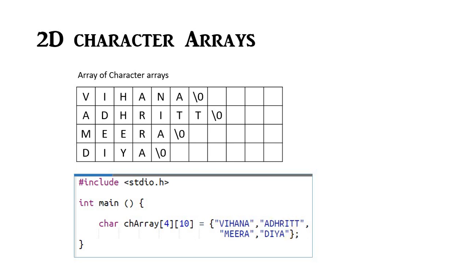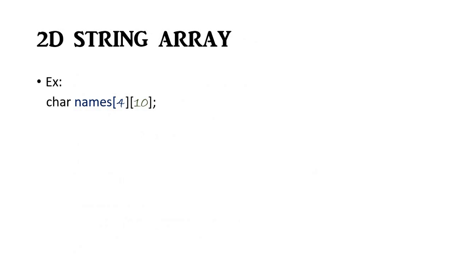Now let us look at the syntax of declaring a 2D character array or a 2D string array. It's a two-dimensional character array, hence the data type remains character. Then you give the name of the string array followed by two subscripts. Previously, when we learnt about 2D arrays, we learned that the first subscript refers to the number of rows, the second subscript refers to the number of columns of the two-dimensional grid. Even here it means the same thing.